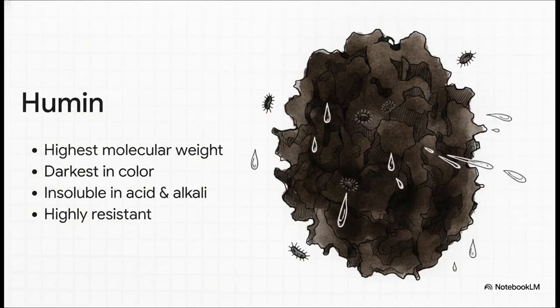And finally, we reach humin. This is basically the peak of the process. Humin is the darkest in color and holds the very highest molecular weight. It totally refuses to dissolve in both acid and alkali, which makes it the absolute most highly resistant compound to microbial attack in the entire soil organic matter life cycle.